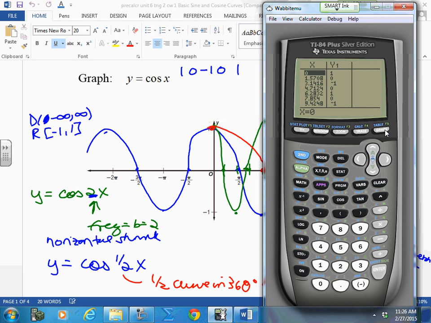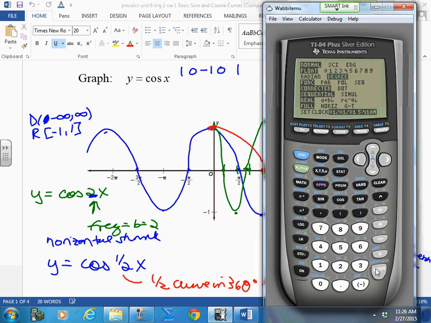3.14 times 2. It's hard to read in radians, especially when we cut it at 45 or a 30 or a 22.5. It's really hard to read in radians. So instead, put your calculator in degrees. If you change it, you've got to redo your zoom.